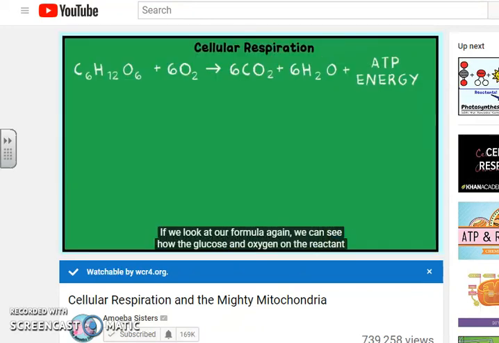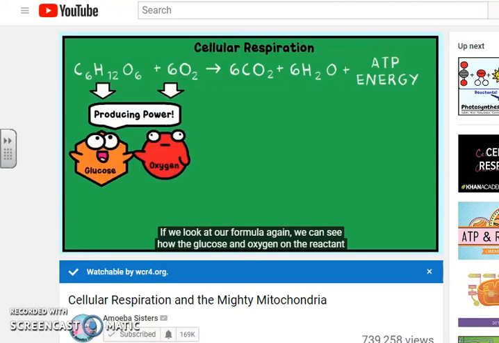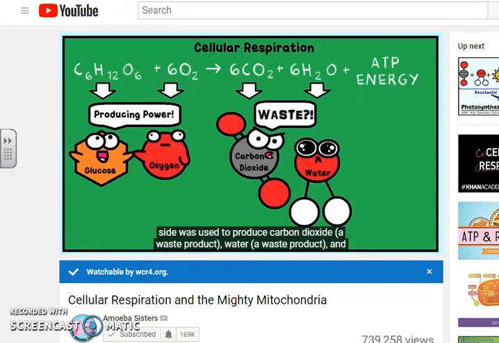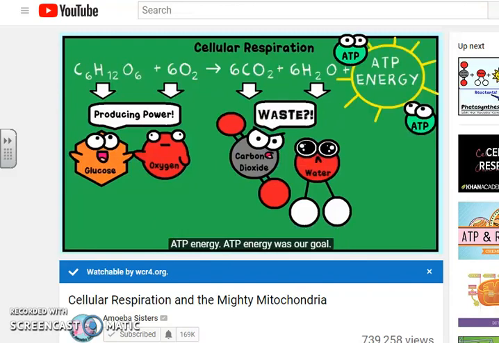Now, if we look at our formula again, we can see how the glucose and the oxygen on the reactant side were used to produce carbon dioxide, a waste product, water, which was a waste product, and ATP energy. ATP energy was our goal.